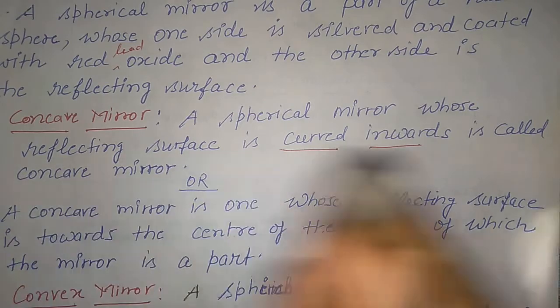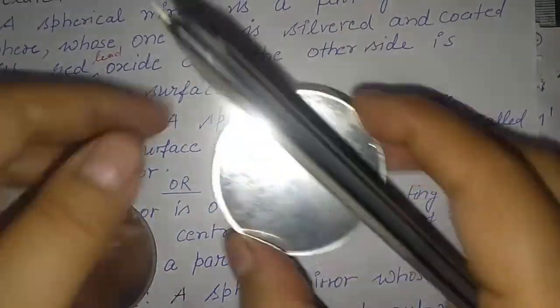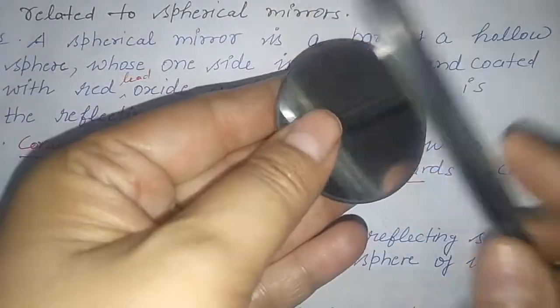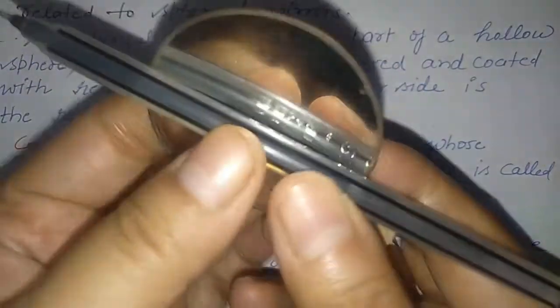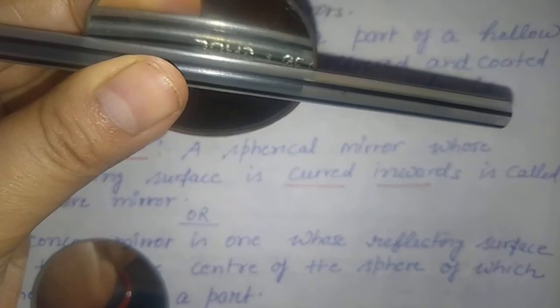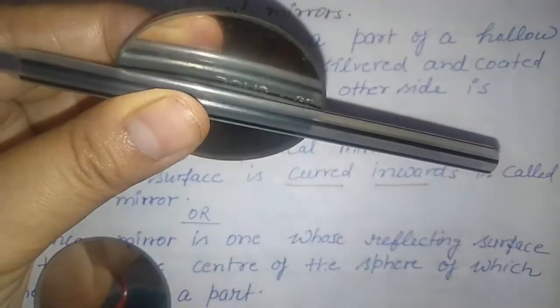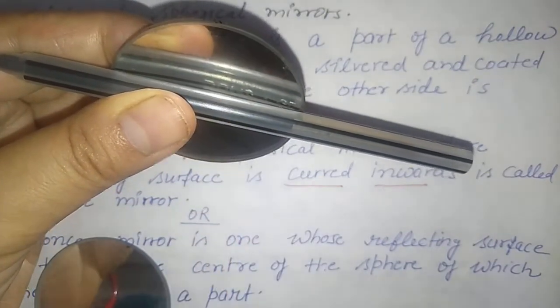If we have these two mirrors, and suppose I am having a pen here, and I am just dropping a paper like this, so it can be moved out like this. So what does it mean? It is curved inward from the center. So this is a concave mirror.